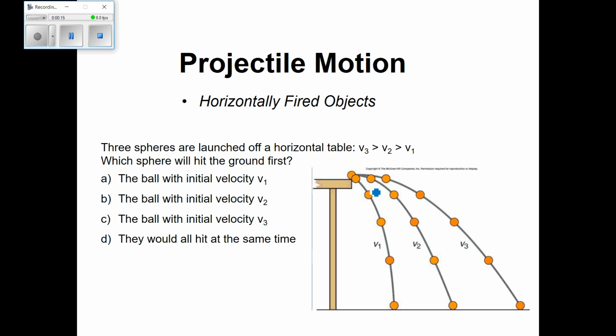So the question is, which object will hit the ground first if they're launched at different speeds? If you remember from the launcher in the back of the room, both the spheres hit at the same time. So even though these spheres are launched at different velocities, they would all hit at the same exact time, because gravity is what's pulling them down.